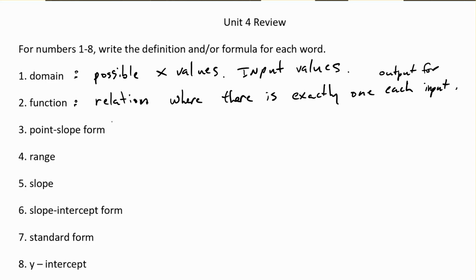Next we have point slope form. Point slope form: y minus y1 equals m times the quantity x minus x1. Range is our possible y values. They're also known as output values.